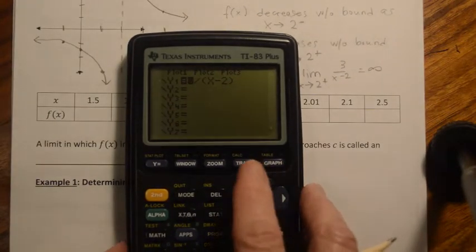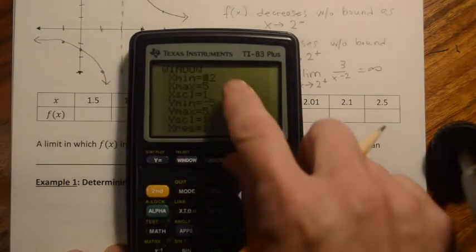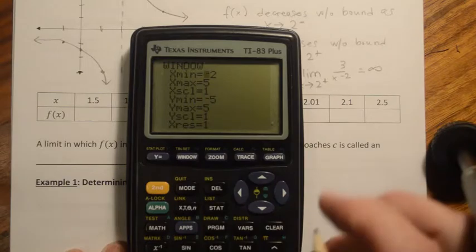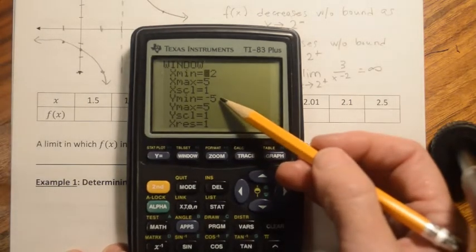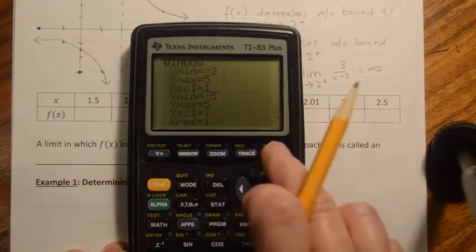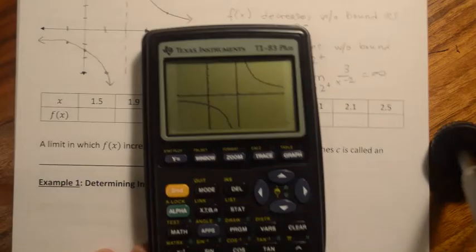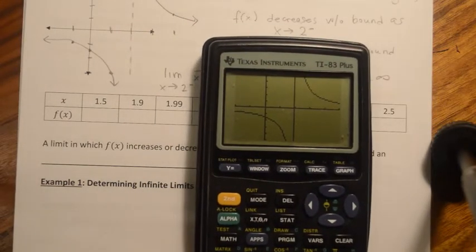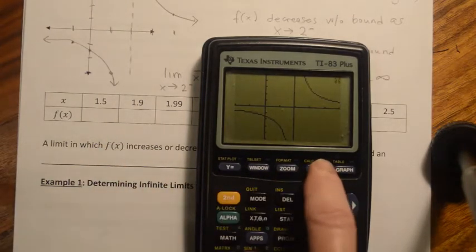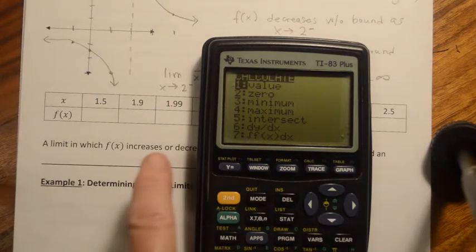And then I set my window to look like this. My X min was -2, my X max was 5, my Y min was -5, my Y max was 5. And so when I graph it, it looks something like this. So pretty similar to what we have. And then I'm just going to go through and use the value function on the calculator to get the values that go in here.